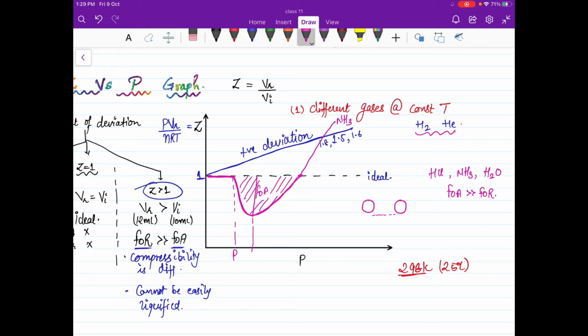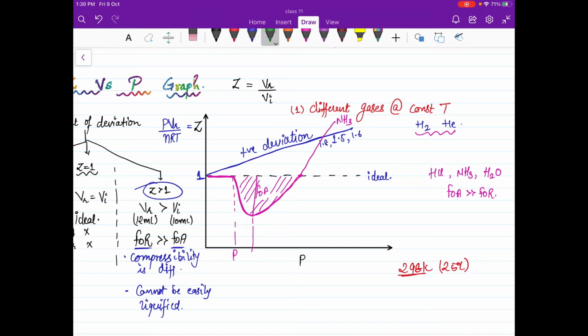After that extent, if you just try to push these molecules even closer, then the force of repulsion will start to dominate over the force of attraction. We have done this in chemical bonding, right? Two atoms coming closer, they will come closer to a certain extent. Beyond that, the force of repulsion will start to dominate, correct? So that is what is being observed over here also. But what was the other thing which was being observed?